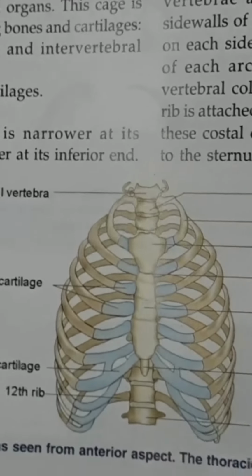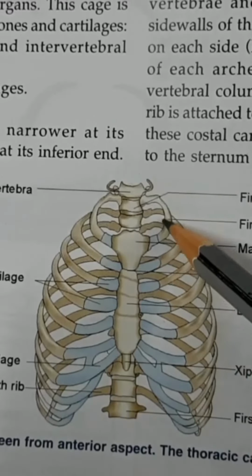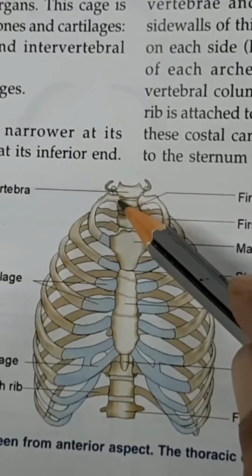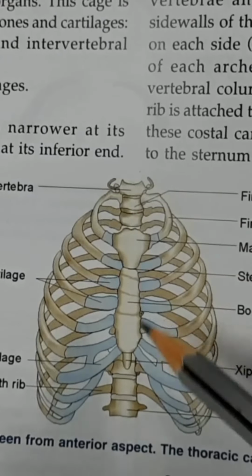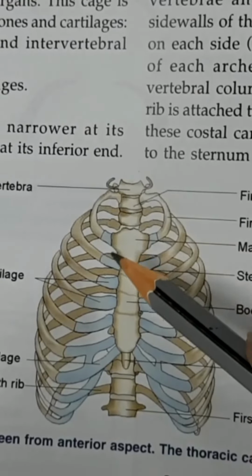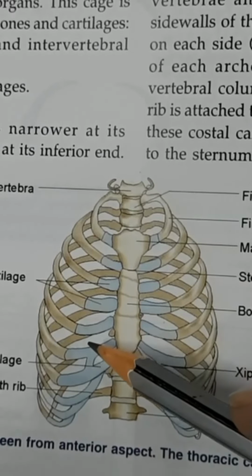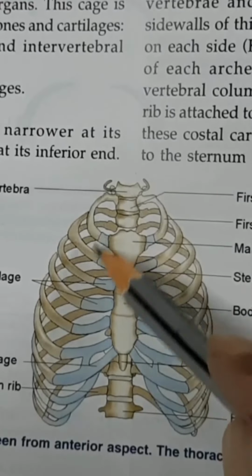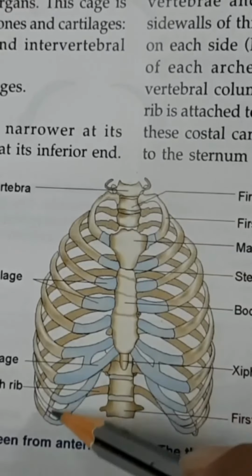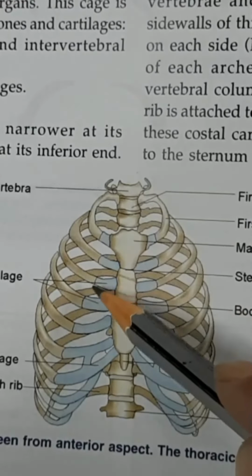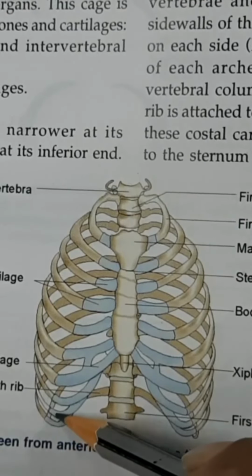Now each rib articulates posteriorly with the vertebrae. If you follow any of these ribs posteriorly, it will articulate with the vertebral column, and anteriorly they will articulate with the costal cartilages. The anterior end of the 1st to 10th rib will articulate with the costal cartilage and form a joint here, that is the costochondral joint.